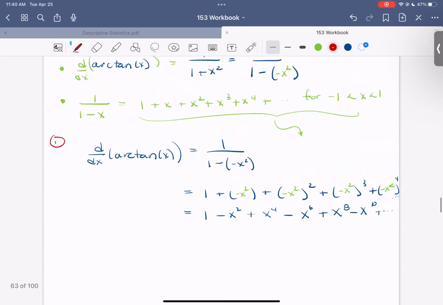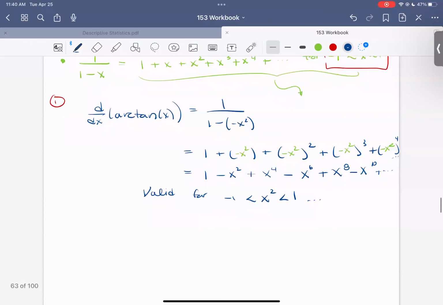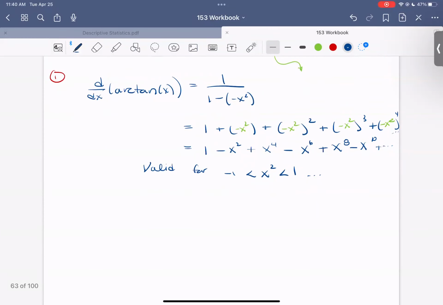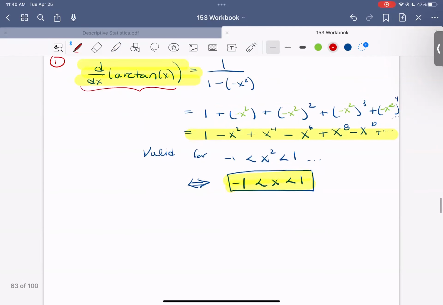So now if our original series was valid for x between -1 and 1, we know that this series is valid for x squared between -1 and 1. So you can convince yourself that that happens, the square of x is between 1 and -1, if and only if x itself is between 1 and -1. Okay, so now what do we have? Well, now we have the power series expansion for the derivative of the function that we want to find a power series for. So how do we undo a derivative? Well, we need to look at the integral. We need to integrate.